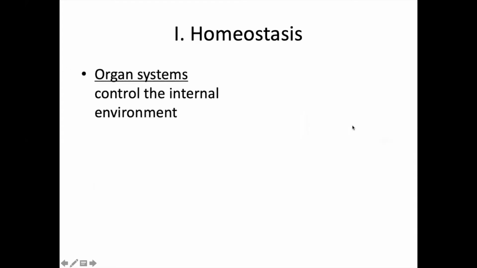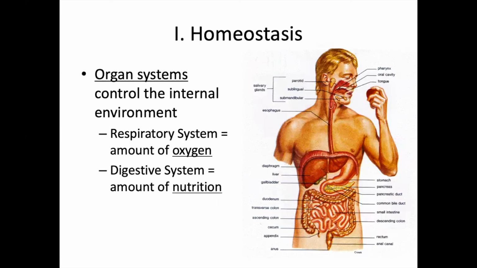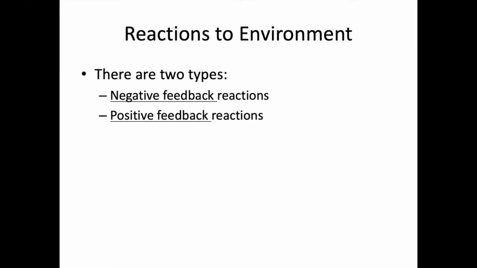All right. Organ systems are the things that are going to control your internal environment, meaning they're going to control homeostasis. Specifically, the thing that controls it is your brain, but then your brain controls the rest of your body to do all these things. Your respiratory system is going to control the amount of oxygen going in and out of your body. If you don't have enough oxygen in your body, your respiratory system will put more in. If you don't have enough nutrients in your body, your digestive system will put more in. These are just examples, but all of your organ systems have something to do with homeostasis.